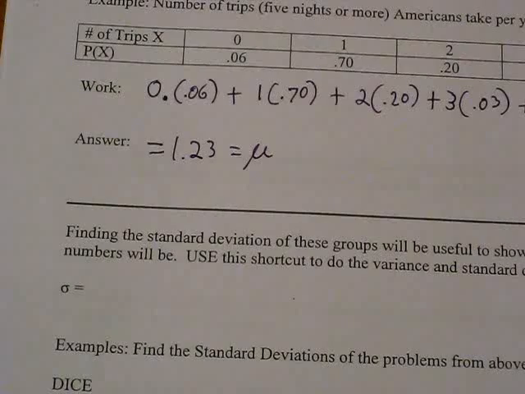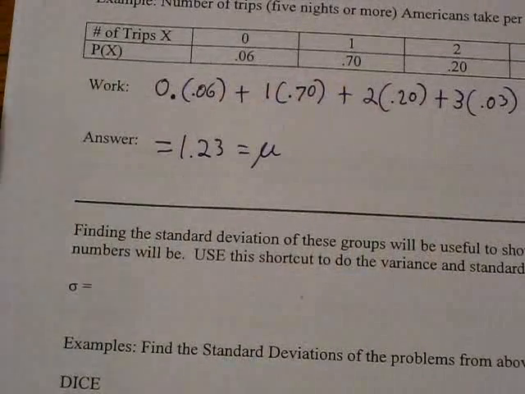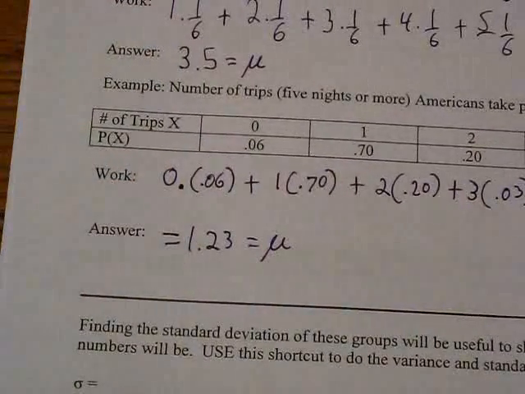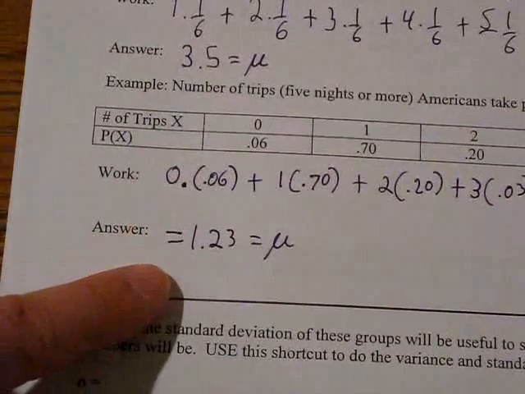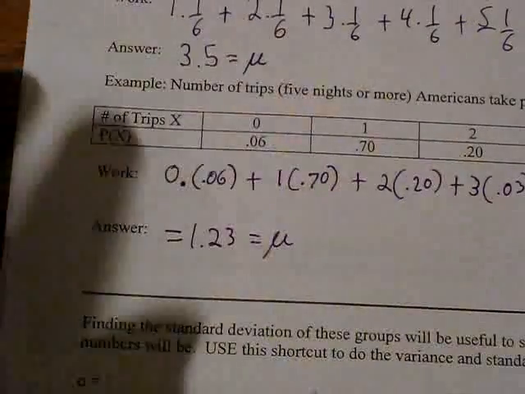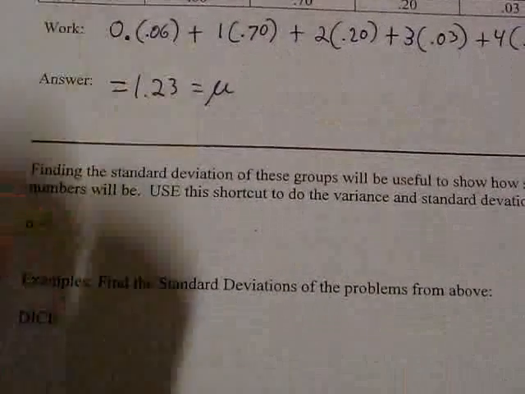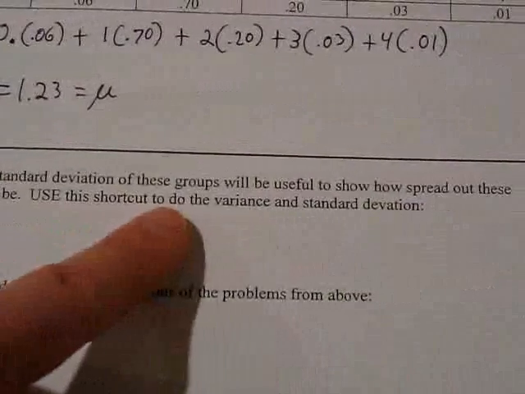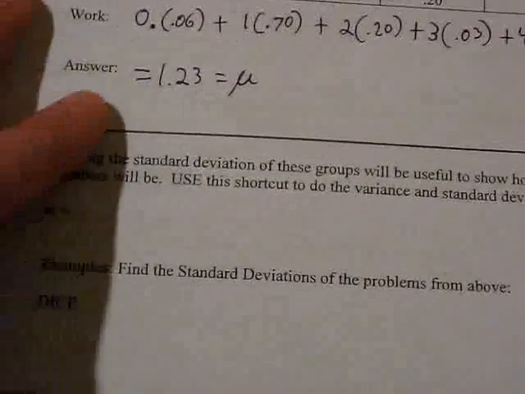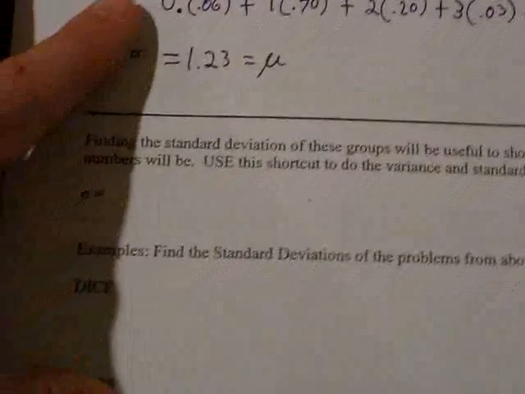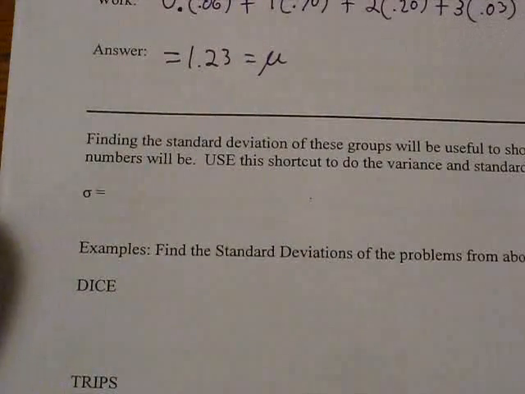And now we've done our average of a die roll, and we've done our average of the number of trips per year. But we don't know how spread out these are. So what we're going to do is find the standard deviation of these groups, and it will be useful to show how spread out these numbers are. Now, the last time I taught about a standard deviation, I made you make this giant table, but unfortunately that's going to be quite difficult to do.